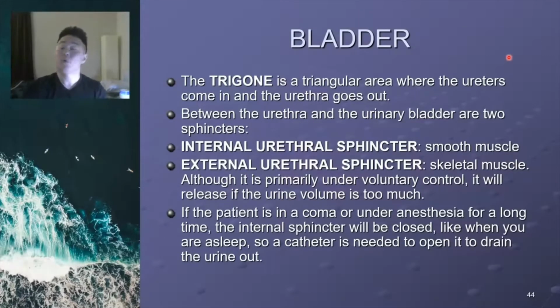All right, now we're at the urinary bladder. There is a region known as the trigon region. That's a triangular area where you get the ureters, and you also get the urethral openings there in that particular triangular region. Now between the urethra and the urinary bladder, there are actually two sphincters. The first one is the internal urethral sphincter, which is made up of smooth muscle that you cannot control. And then there is the external urethral sphincter, which is made up of skeletal muscle. Now, although it is primarily under voluntary control, if you have way too much urine in your bladder, eventually it's going to give in and then release out that urine if you have too much.